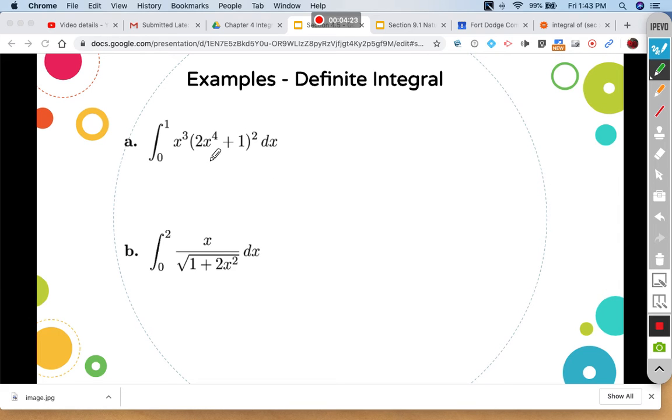So we look at this first one, and we're going to let u be 2x to the 4th plus 1. So du is going to be 4 times 2, which is 8x cubed dx. And since we have the x cubed and the dx here, I'm going to say du over 8 equals x cubed dx.